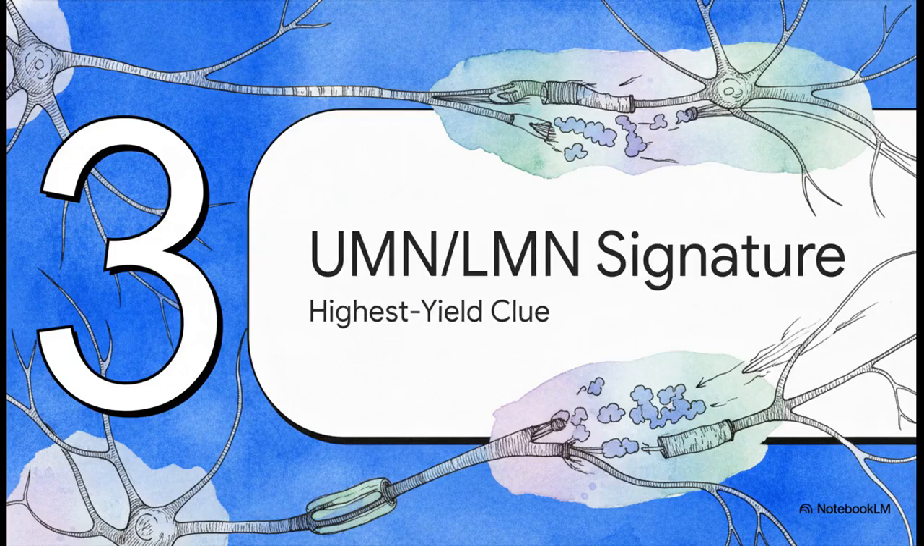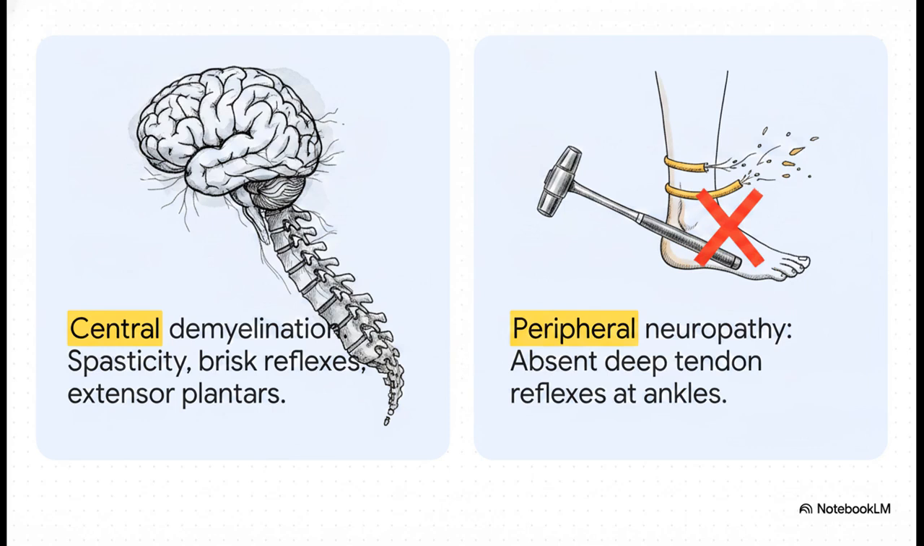Section 3. The UMN/LMN signature. Pay attention because this is our highest yield discriminator. This is where we lock in the absolute defining feature of metachromatic leukodystrophy, dual compartment demyelination. Because that sulfatide is accumulating in both the central white matter and the peripheral nerve myelin, patients show this incredible combined picture. Central demyelination gives you upper motor neuron signs. So think spasticity, brisk reflexes in certain segments, maybe extensor plantar responses.